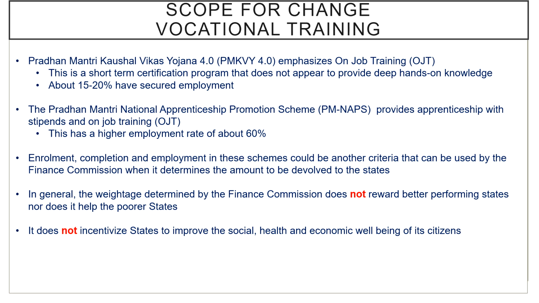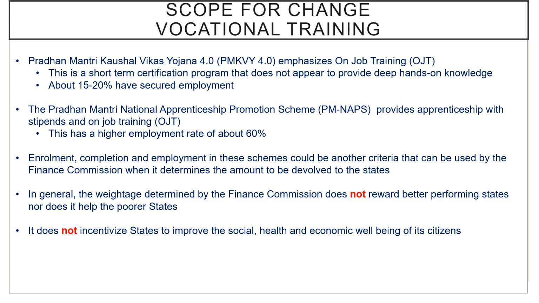Vocational training. Pradhan Mantri Kaushal Vikas Yojana 4.0 emphasizes on-job training, OJT. This is a short-term certification program that does not appear to provide deep hands-on knowledge. About 15 to 20% have secured employment. The Pradhan Mantri National Apprenticeship Promotion Scheme, PMNAPS, provides apprenticeship with stipends and on-job training, OJT. This has a higher employment rate of about 60%.